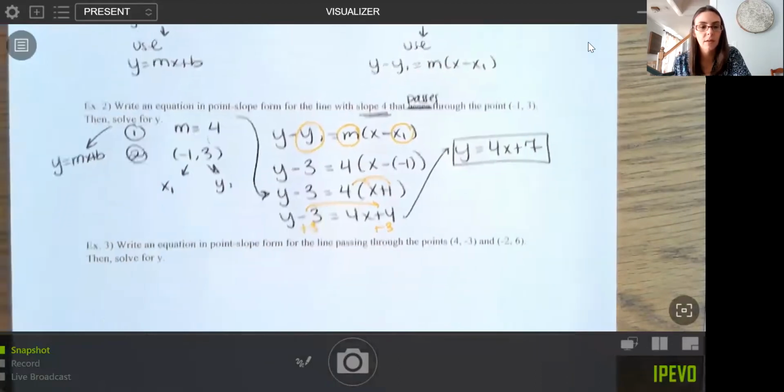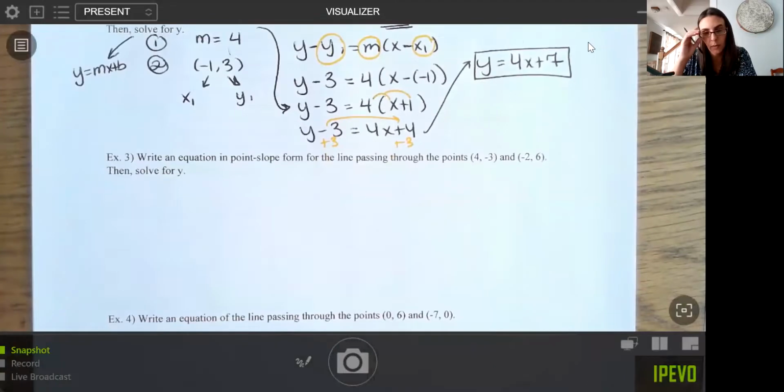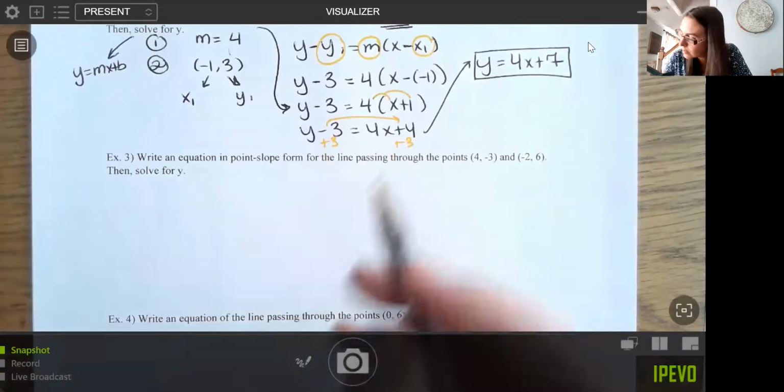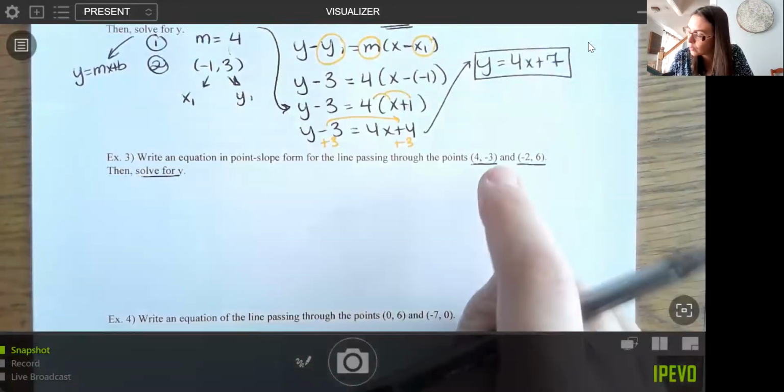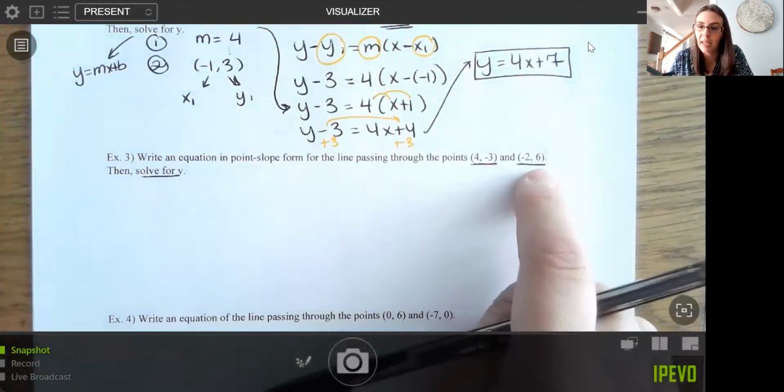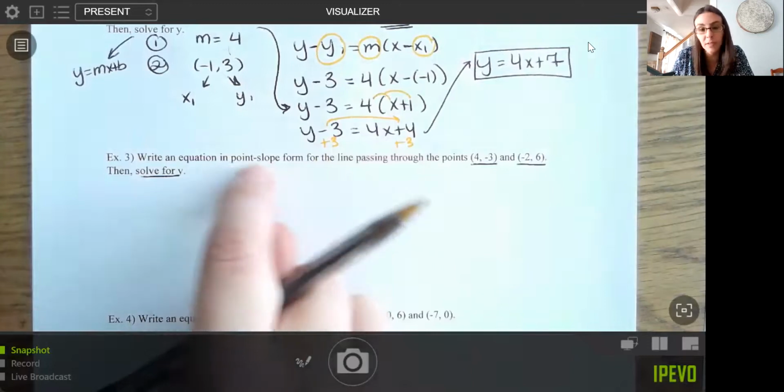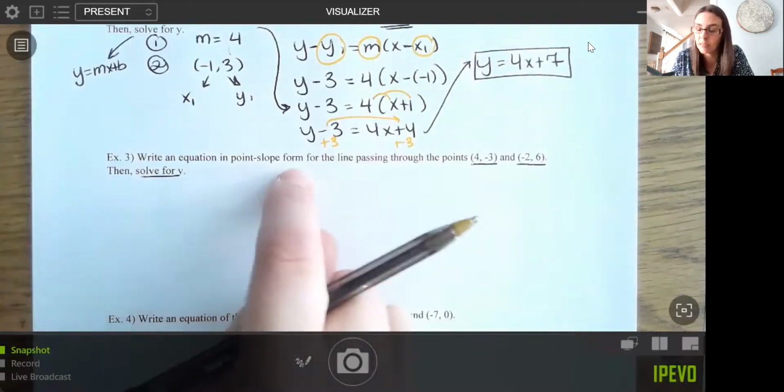Right, let's try another one. Write an equation in point slope form of the line passing through points, this point and this point, and then we're going to solve for y. Again, notice that I don't have a y-intercept here, so I'm going to have to use that point slope form to start. So the question's kind of giving me a little bit of a hint.